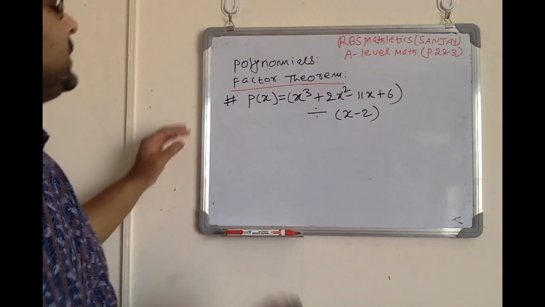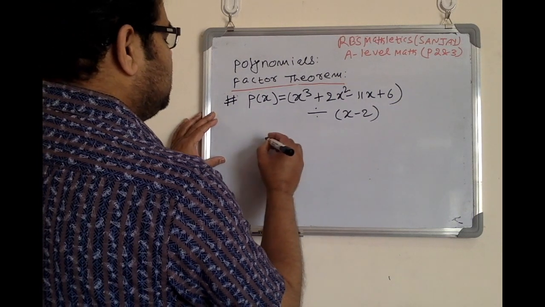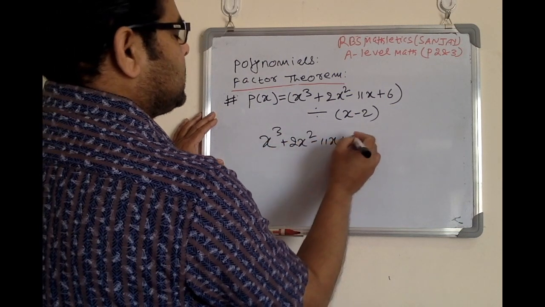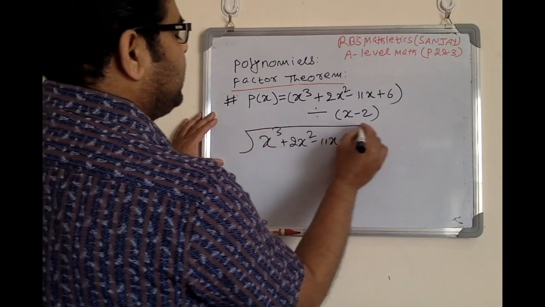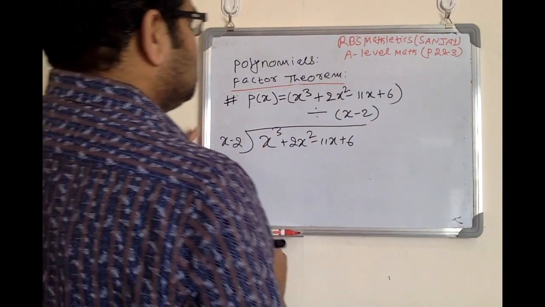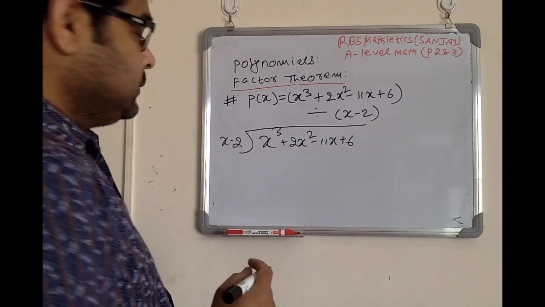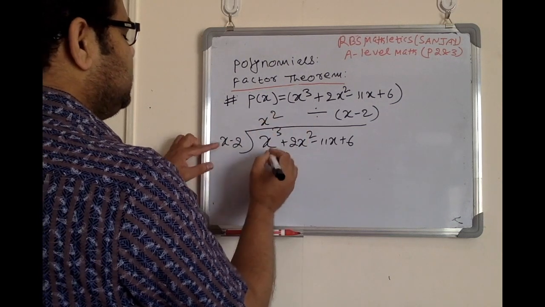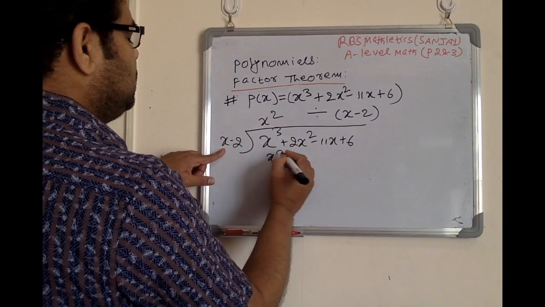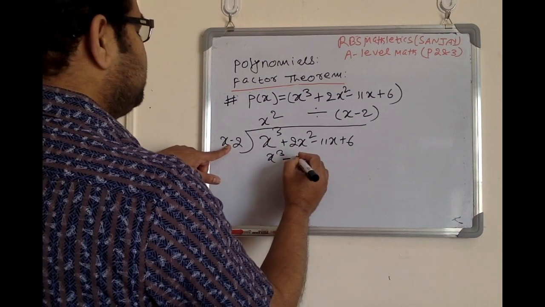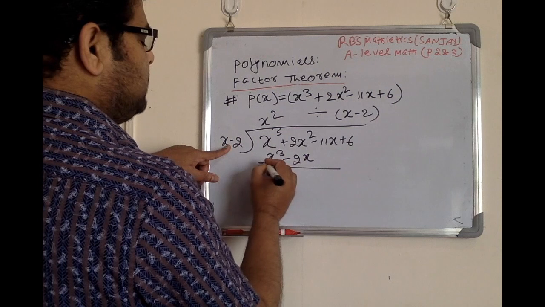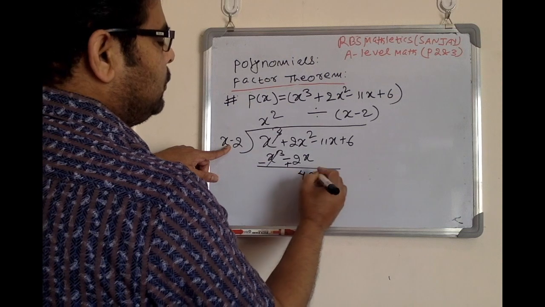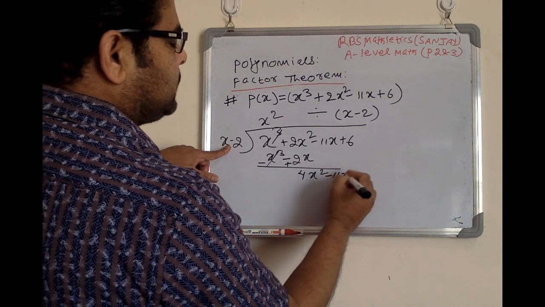Alright, let's check it here. It is x cubed plus 2x squared minus 11x plus 6, and we are now going to divide this by x minus 2. All of you know how to divide. This is x cubed, so we apply x squared, and x squared times x is x cubed, and then minus 2x squared. These two cancel, and 2 plus 2 is 4x squared. The remaining terms are minus 11x plus 6.